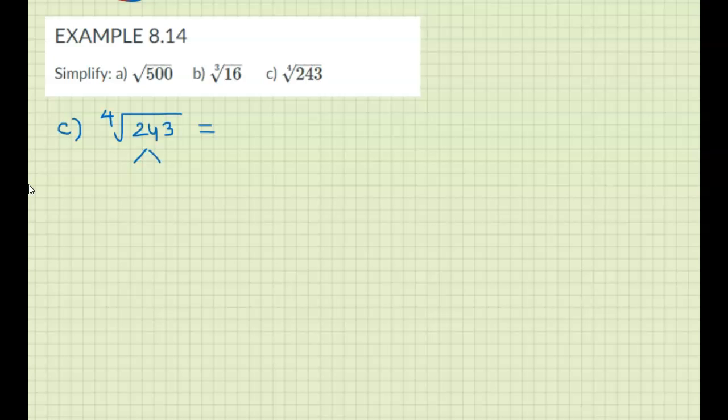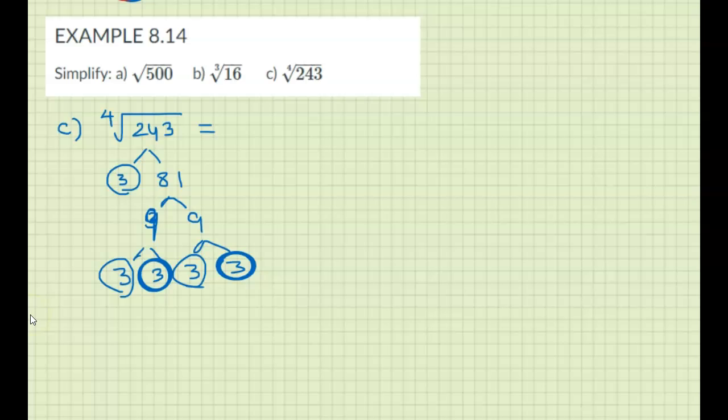So it doesn't divide by 2. I think it divides by 3. So it's 3 times 81. Right. And this 81 is 9 times 9. Alright, neither of these are prime, so we can break them up more. 3 times 3. And this is 3 times 3.